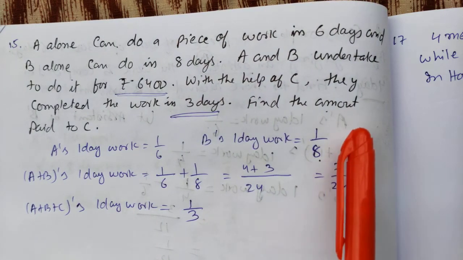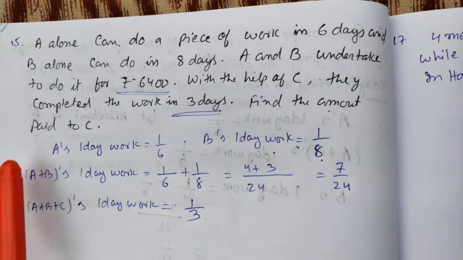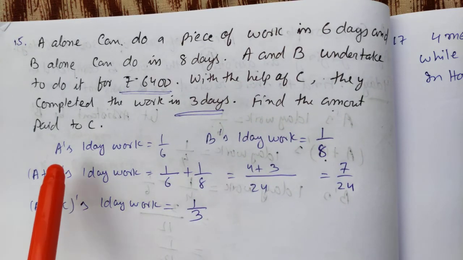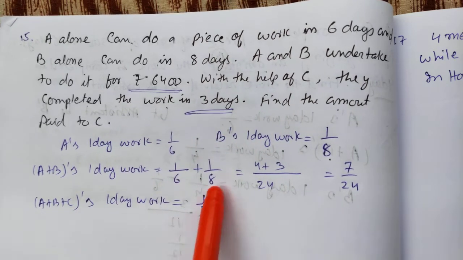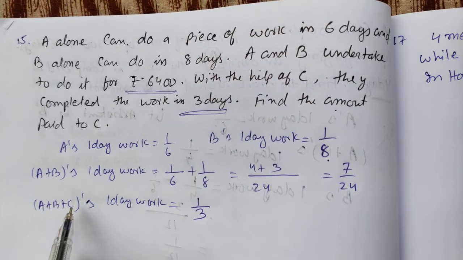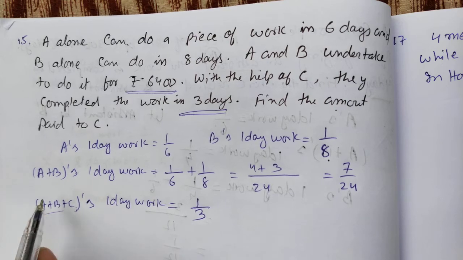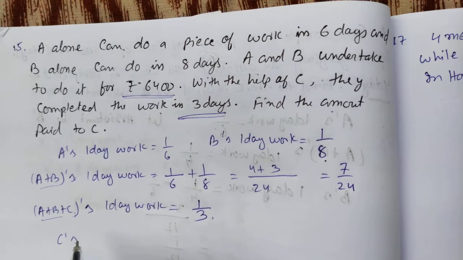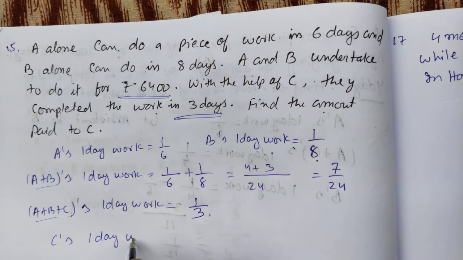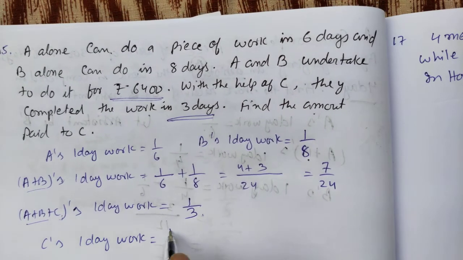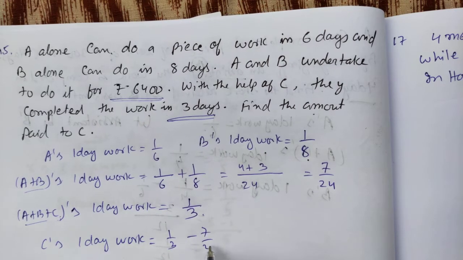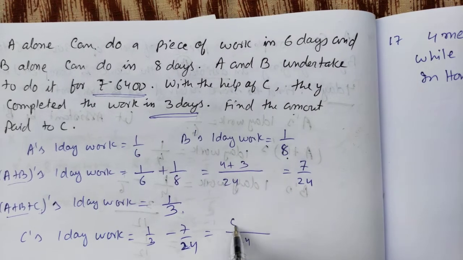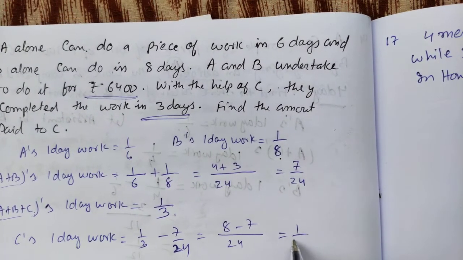Now find the amount paid to C. To find the amount paid to C, we have to find the ratio of A's to B's to C's, but we are not getting C. So how to find C? If I subtract these two, this is cancelled, only C will be left. That means I have to subtract these two. C's 1 day work will be 1 by 3 minus 7 by 24. LCM is 24. We're getting 1 by 24.